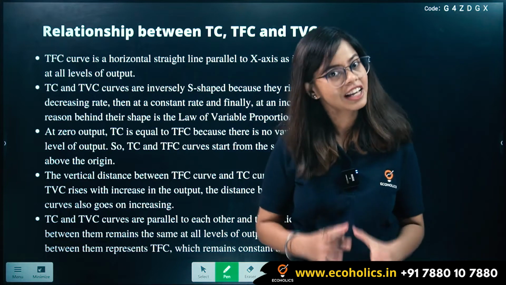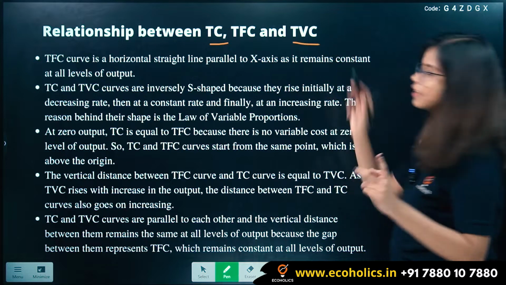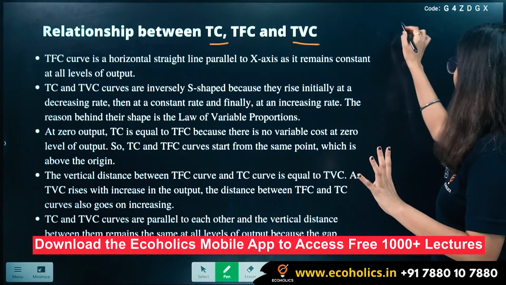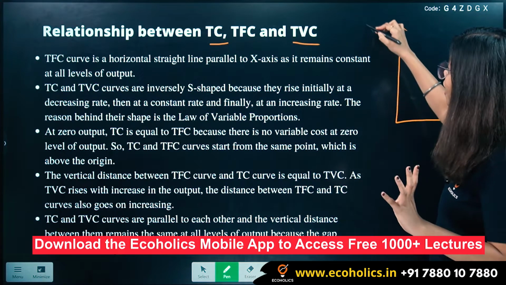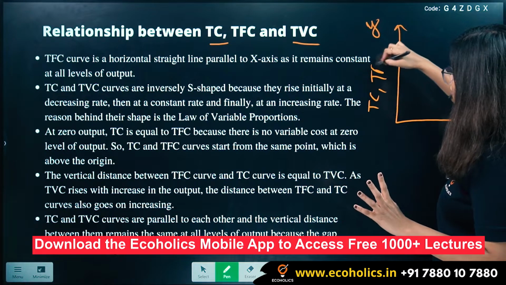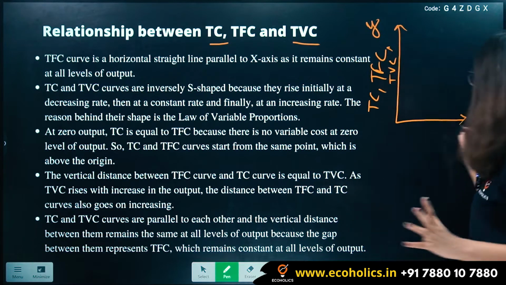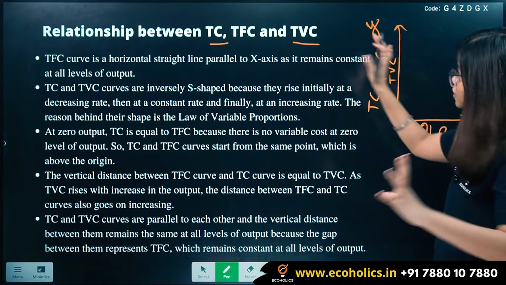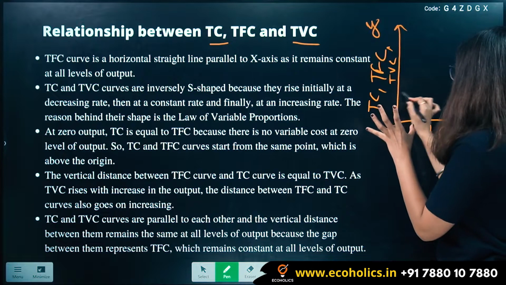Let's understand the relationship between total cost, total fixed cost and total variable cost. Now, we will draw the three cost curves here. Let's draw it, okay? On the y-axis, we take total cost, total fixed cost, and total variable cost. On the x-axis, what do we take? We take output. Now, the graph or the curve of total fixed cost is a straight line.